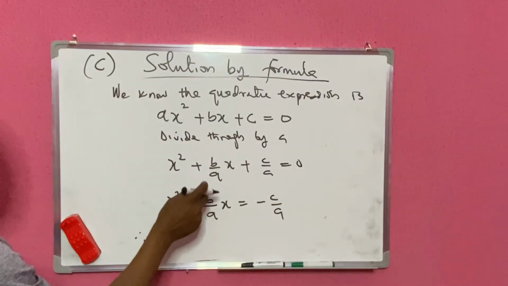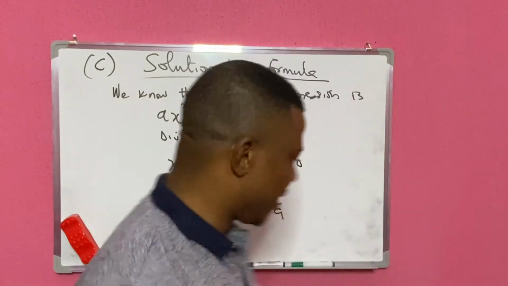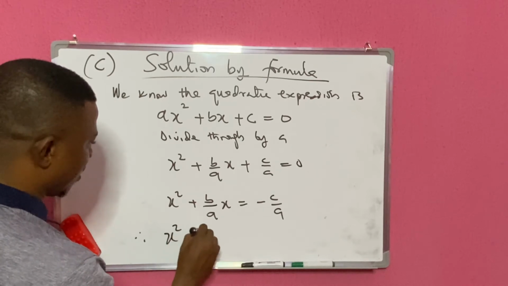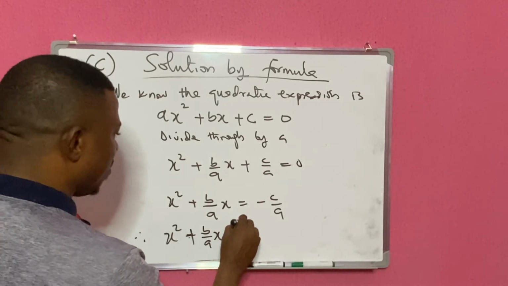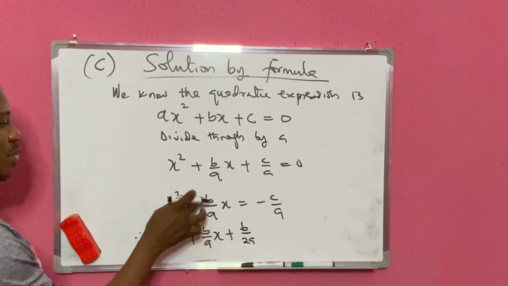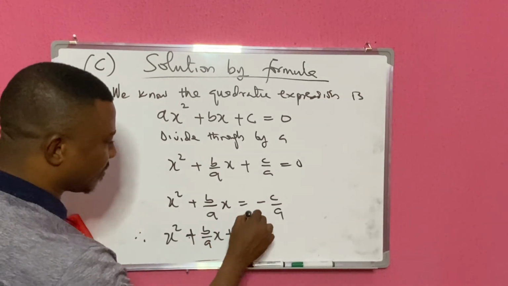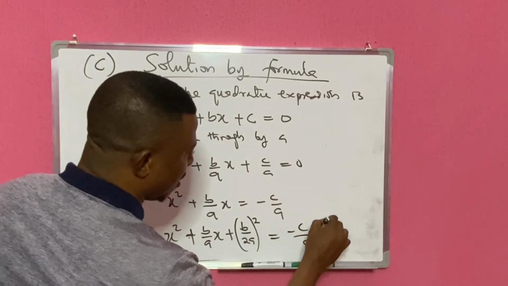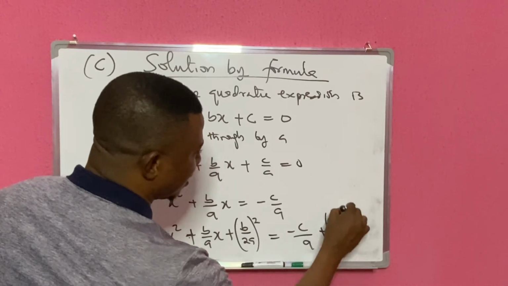When I divide b over a by 2, I'll have b over 2a. So x squared plus b over a x plus b over 2a is what I get when I divide b over a by 2. Then I will square it. I will still add it to this side as well, b over 2a, and I will still square it.